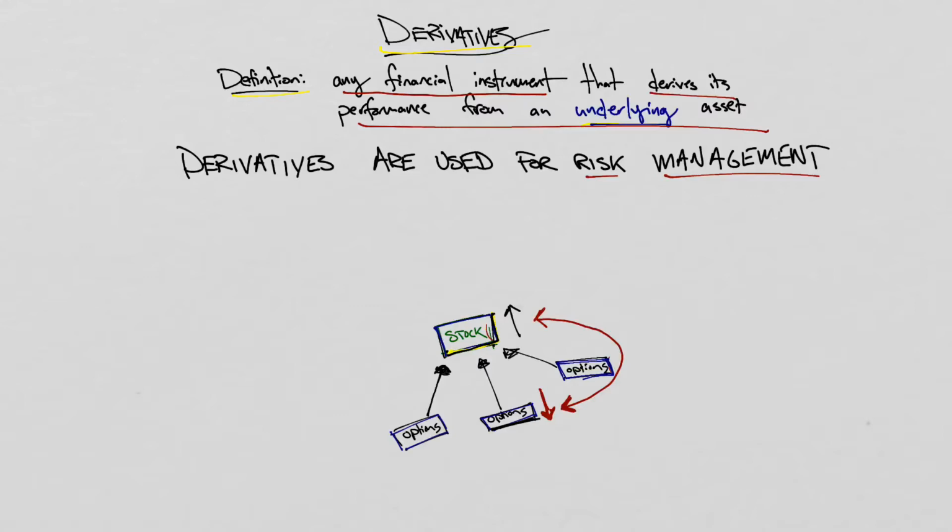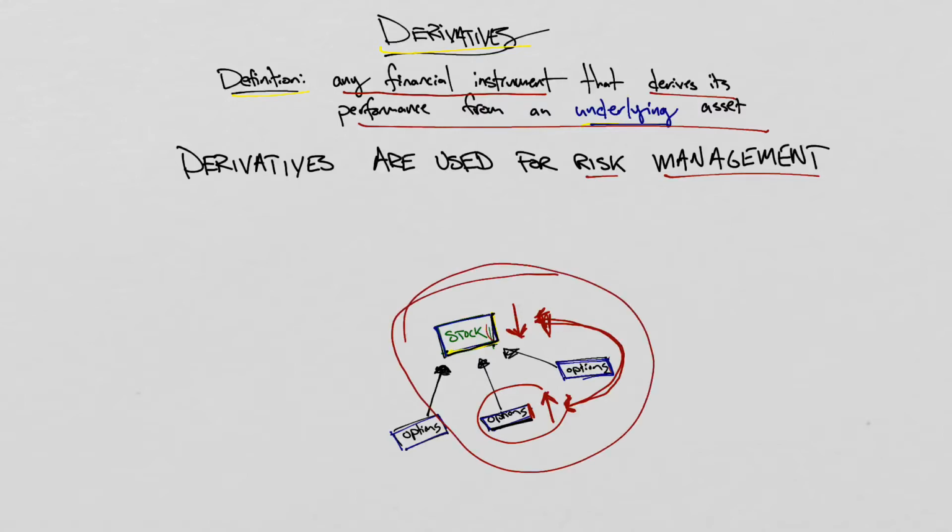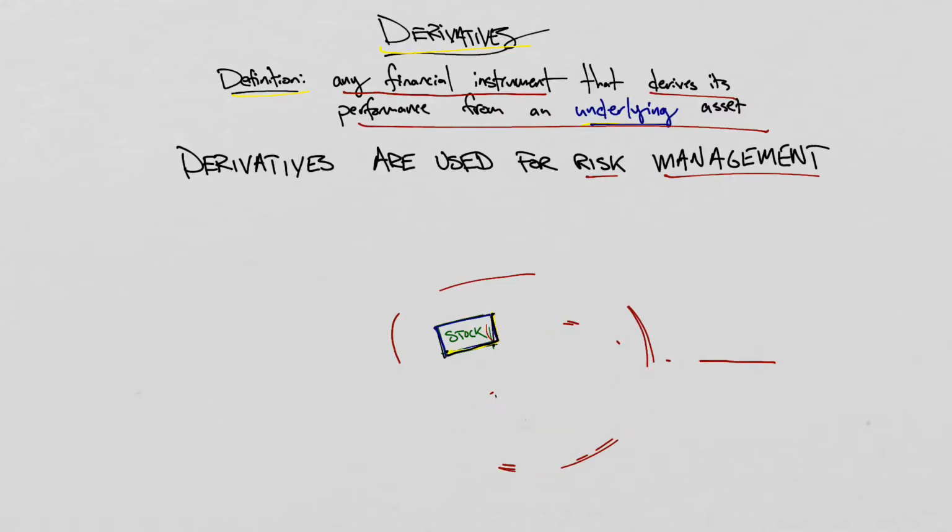The gains on this derivative, if it goes up when the stock goes down, are used to offset the losses on this stock. And so the overall position of these two things together, the stock and the derivative on it, ends up experiencing not as big of a loss as if we had just invested in the stock by itself.